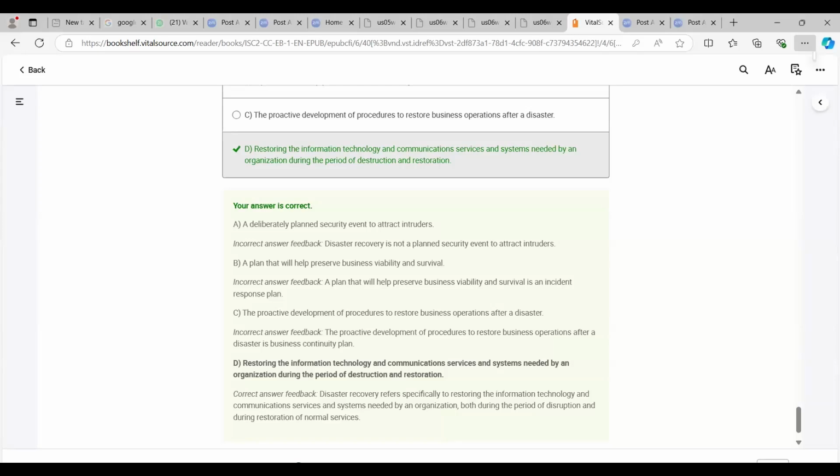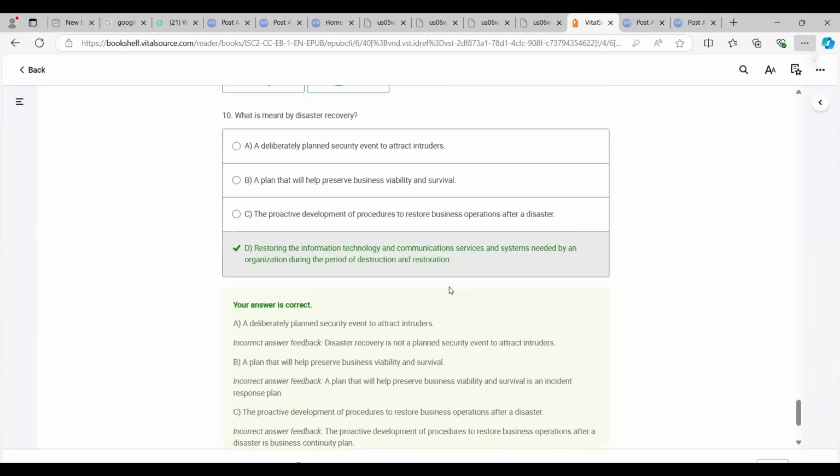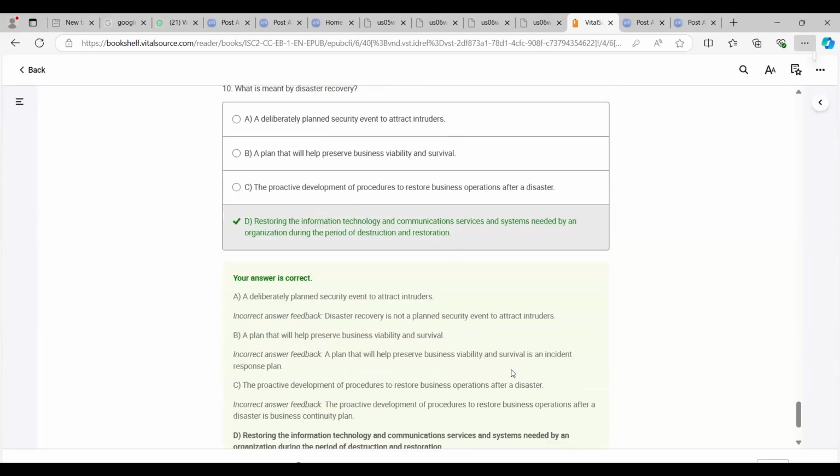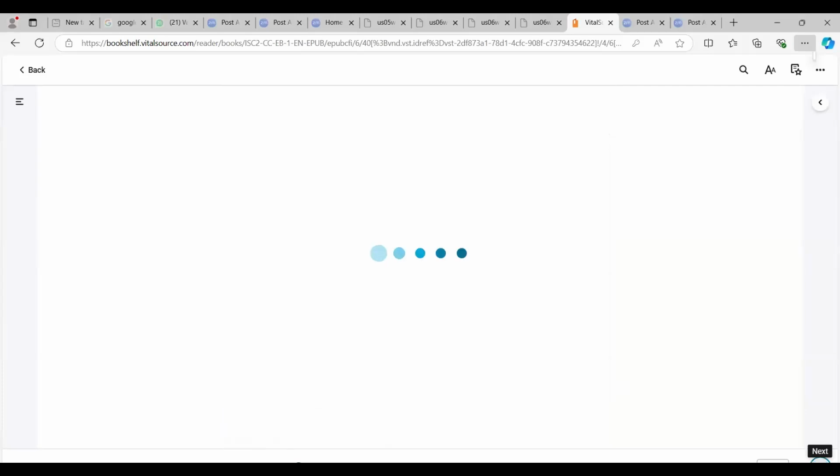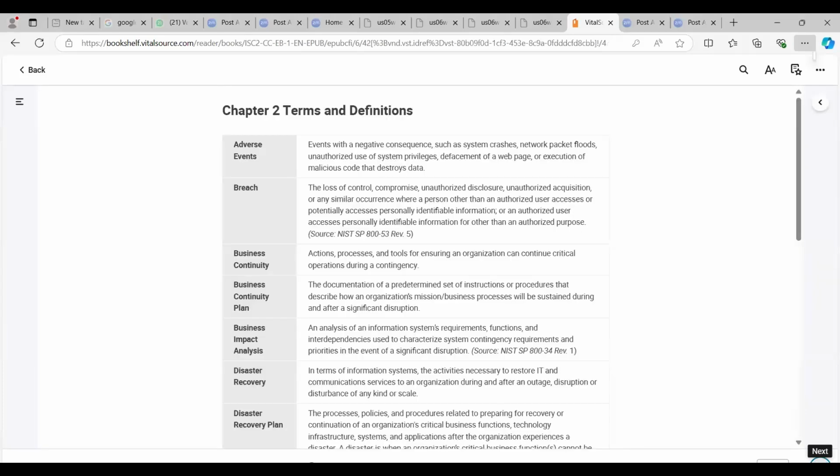So we actually got 9 and missed 1. Still good. So check the terms out yourself.